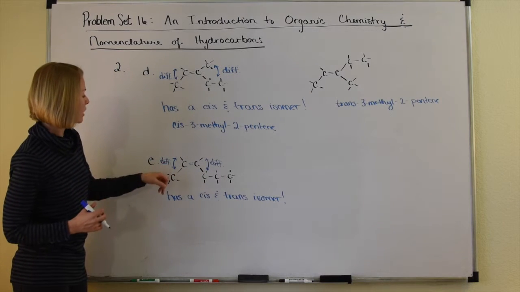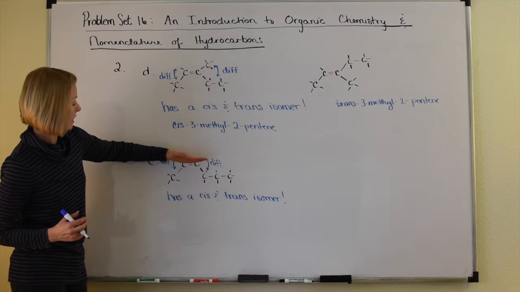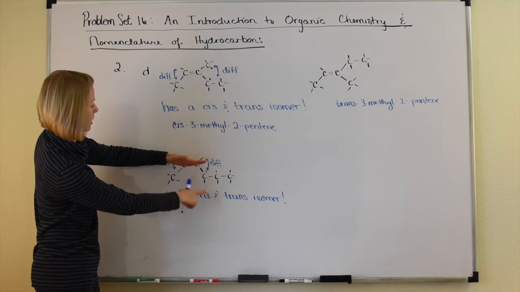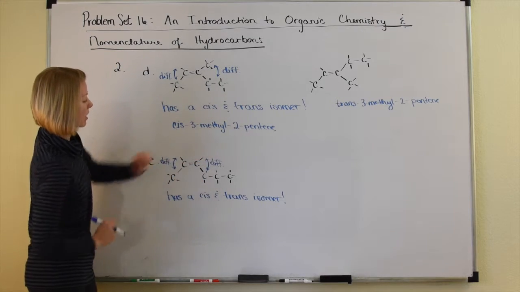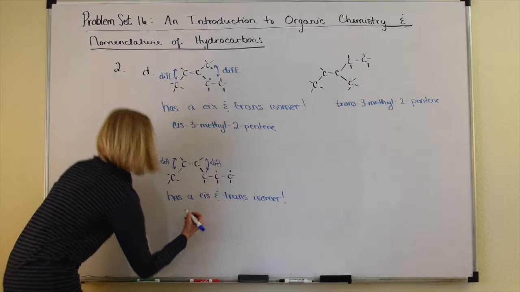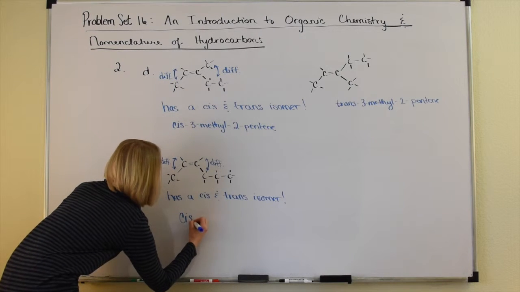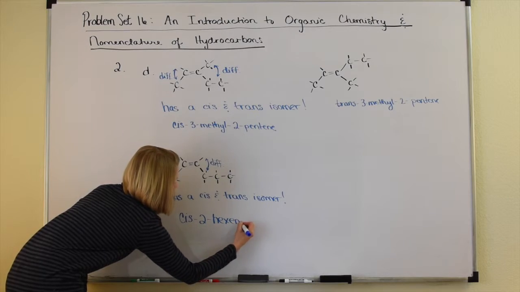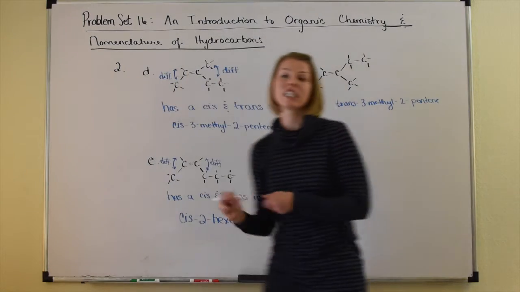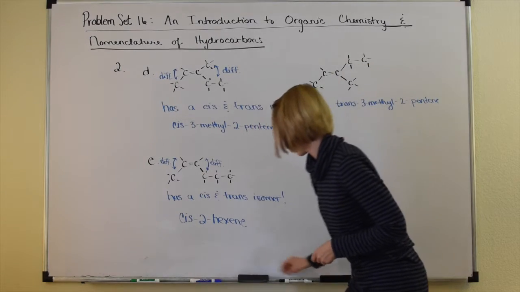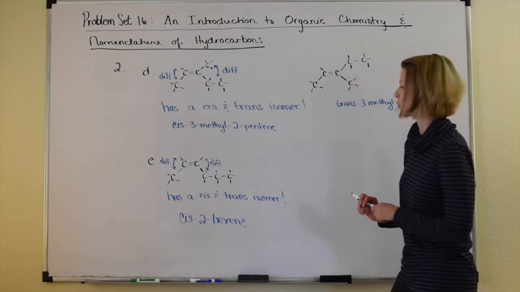Okay, so I just happen to have drawn here the cis. Notice that they're on the same side here. Our largest 2 groups are on the same side of the double bond. So this is cis 2-hexene. So now we just need to draw the trans 2-hexene, and we will be done with number 2.